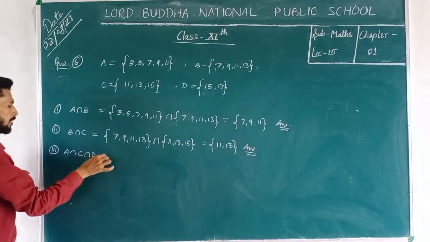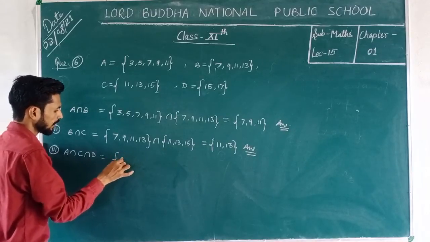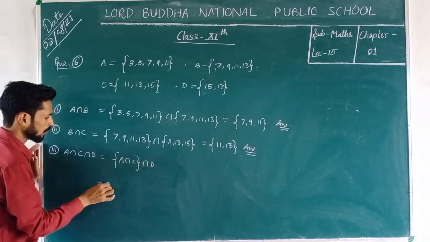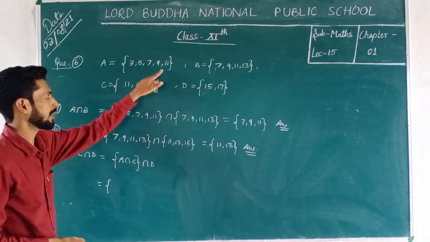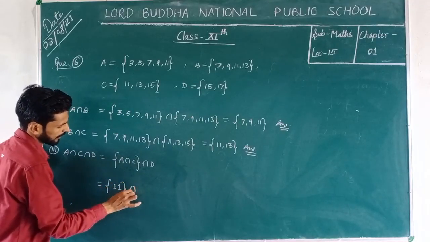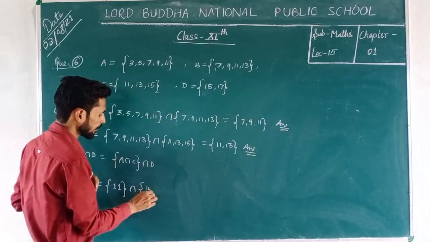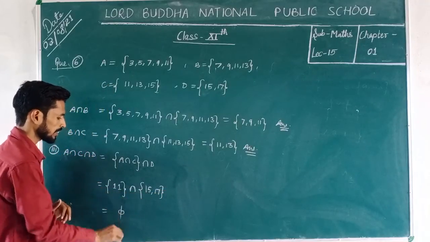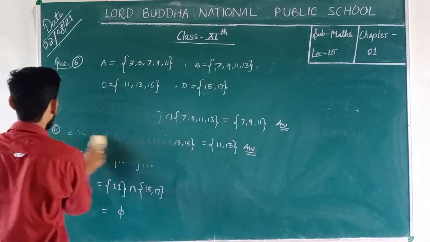Now here is A intersection C intersection D. We can write it as A intersection C, and then write the intersection of D. So the value of A intersection C, A is here and here, 11 is the common element only. So write here 11, and take the intersection and write the elements of set D, that are 15 and 17. We can check here there is no common element, so this will be the empty set. Clear that? Now we can go for part number 4.